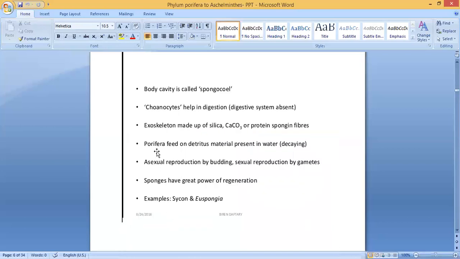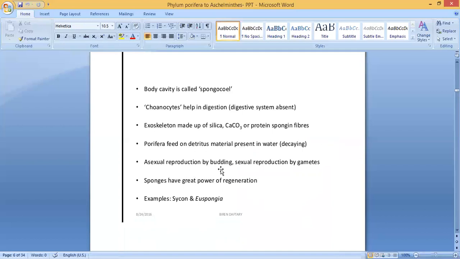The next, what will they eat? The porifera feed on detritus material present in water, or decayed materials. They live mainly in the sea, they are marine, but I told you some are freshwater also. So they will eat the decayed materials.